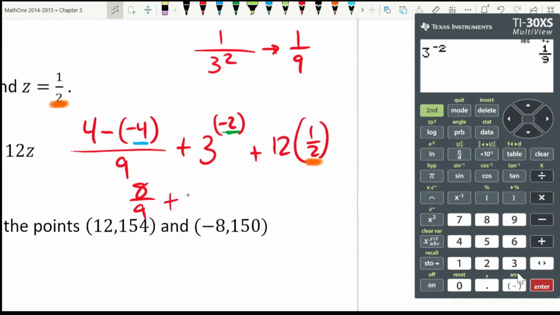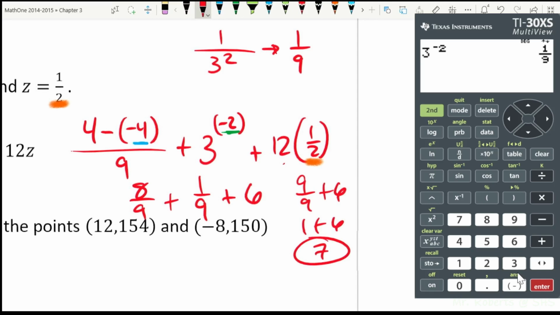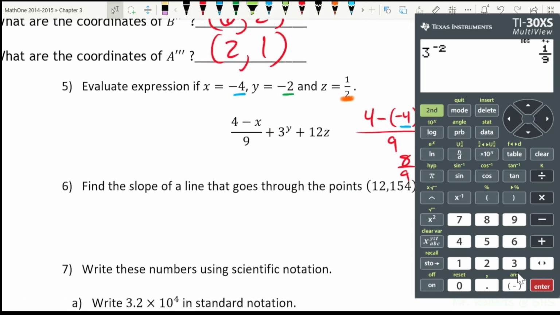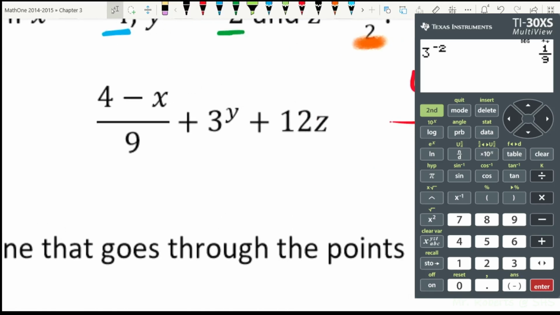So I've got 8/9 plus 1/9, and then plus 12 times 1/2. What am I saying? 12 times 1/2 is 6. I'm thinking of the answer. 12 times a half is 6. Half of 12 is 6, so I've got a 6 here. So what am I looking at? I'm looking at 9/9 plus 6, which is 1 plus 6. So my answer here, this expression is the number 7, and that's beautiful.